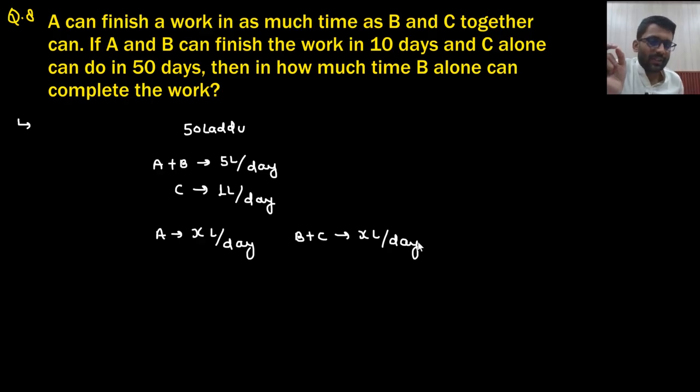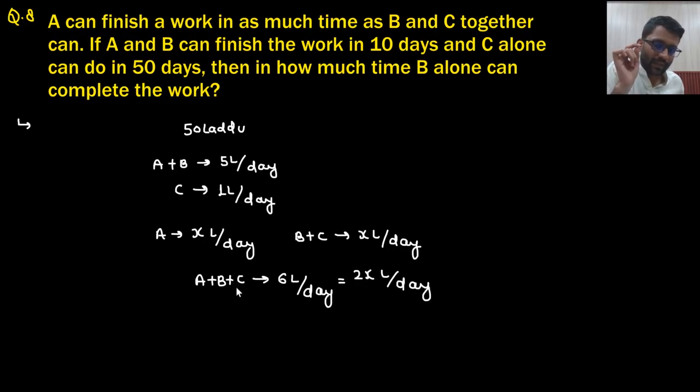Now A plus B plus C, how many laddus per day will they eat? A plus B plus C, 6 laddu per day they will eat. Also they will eat 2x laddu per day. Say yes or no? B plus C will eat X and A will eat X. So 2x laddu per day. So the value of x you are getting is 3.